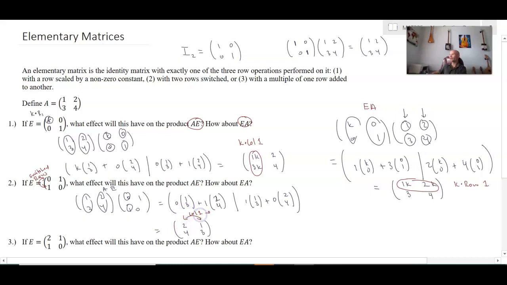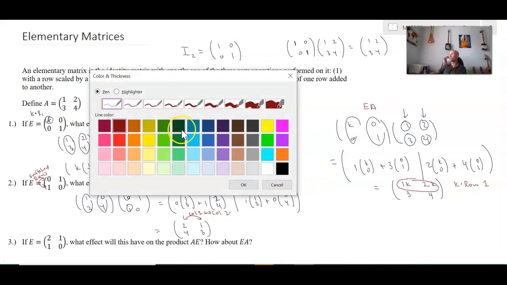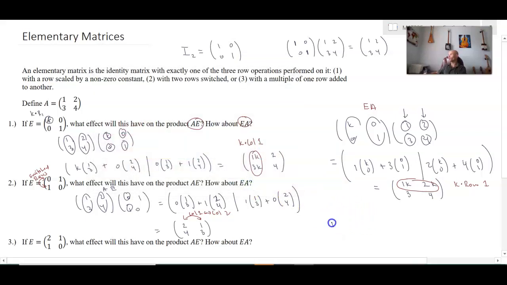Column 1 and column 2 were just interchanged there. Okay, so if I do EA, and I'm going to skip some of the multiplication here because we can probably guess what this is going to do. If you do the elementary times A, that's going to operate on the rows. So AE is going to affect columns, and if your elementary matrix multiplies from the front, it's going to affect the rows in whatever way you have changed that identity matrix.